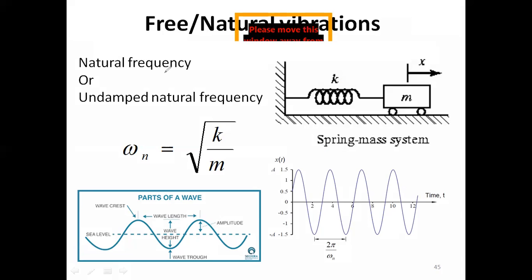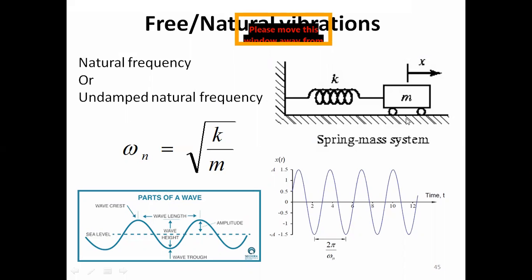The circular frequency of the system is denoted by omega n, and it is equal to the square root of K by m. K is the stiffness or spring constant, and m is the mass of the system. So this is the mathematical model for the undamped natural frequency or natural frequency of the system.